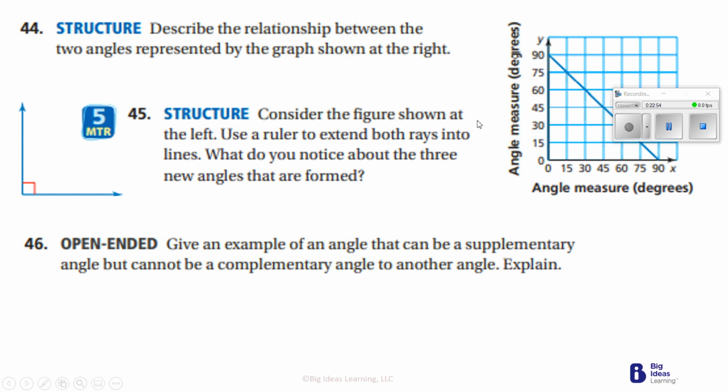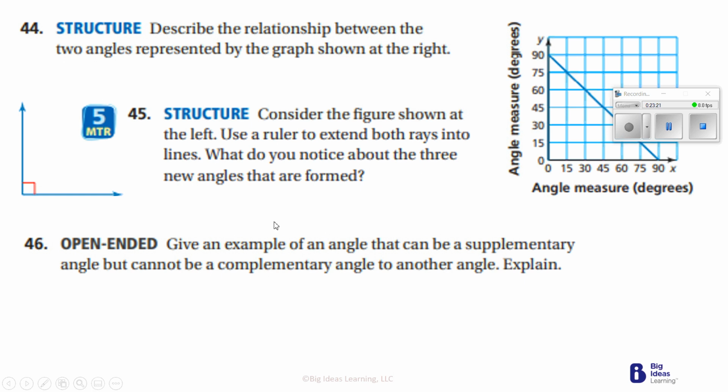45 is mine. Consider the figure shown at the left, okay? Use a ruler to extend both rays into lines. What do you notice about the three new angles that are formed? Now remember, we're considering the figure shown on my left. We're going to use a ruler to extend both rays into lines. So if we did that, we'd be extending these lines, crossing each other. What do you notice about the three new angles that are going to be there?